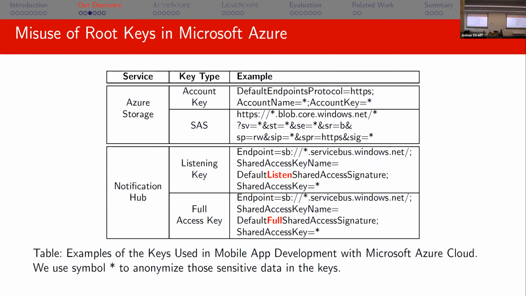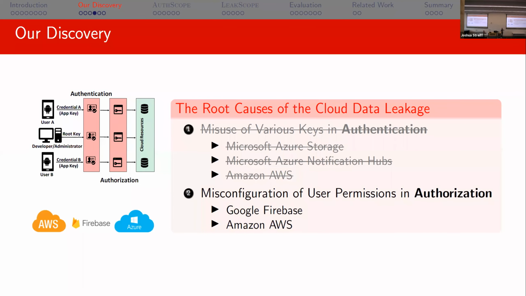The second one is Notification Hub, also from Microsoft Azure. The last row is the full access key. There is only a slight difference. You see, this is a listening key, and this is the full access key. If developers somehow put this full access key in the app, like I said, this is not secure. So that is the misuse of the keys.